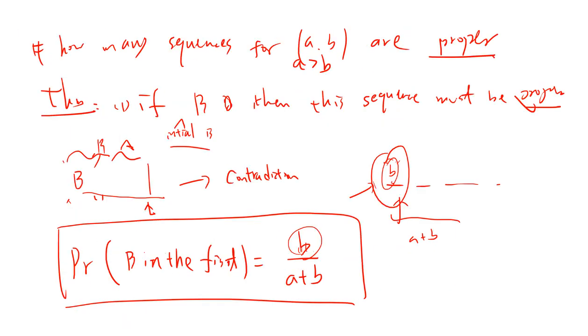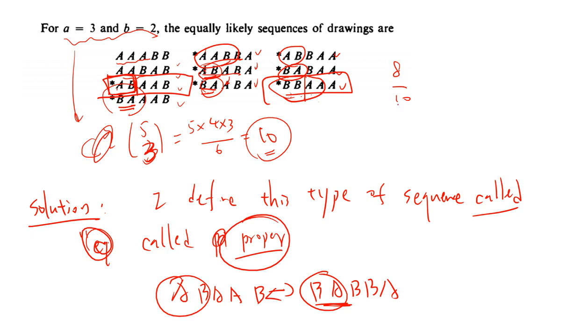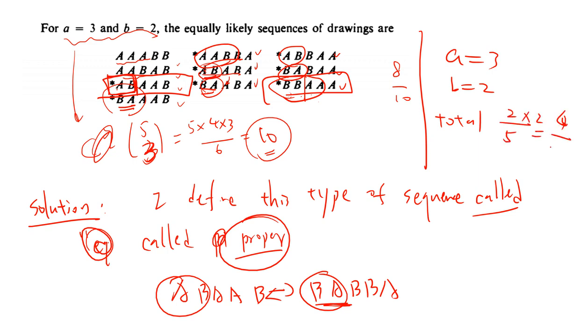Okay, so we can use the formula to check. In this case, A is 3, B is 2. So in total we have 2 times 2 divided by 5, so it's 4 divided by 5. So it's 0.8. So this is the same as this.